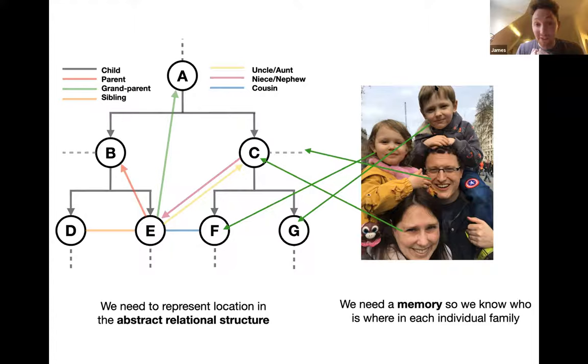And the important thing about having a memory is I can reuse a different memory for different families. So I can have the same abstract structure, the same abstract notion of family, but I can reuse it for one family at one time and a different family at another time. Okay, so how are we going to go about doing this? So let's start with the memory, because that's the easier bit.